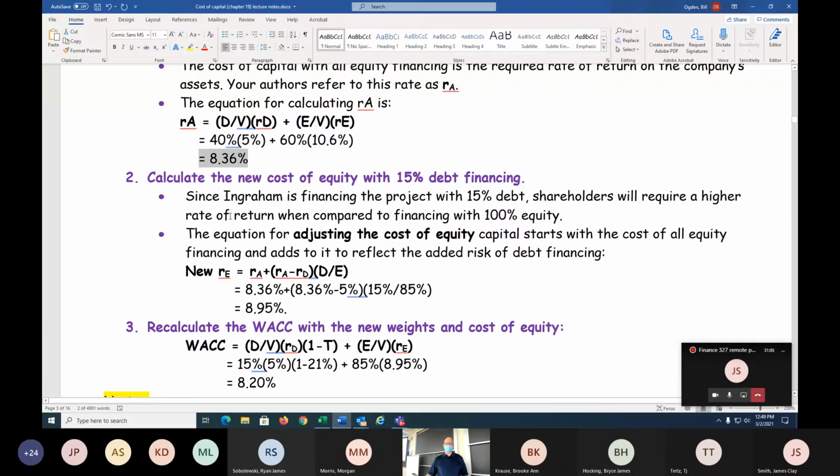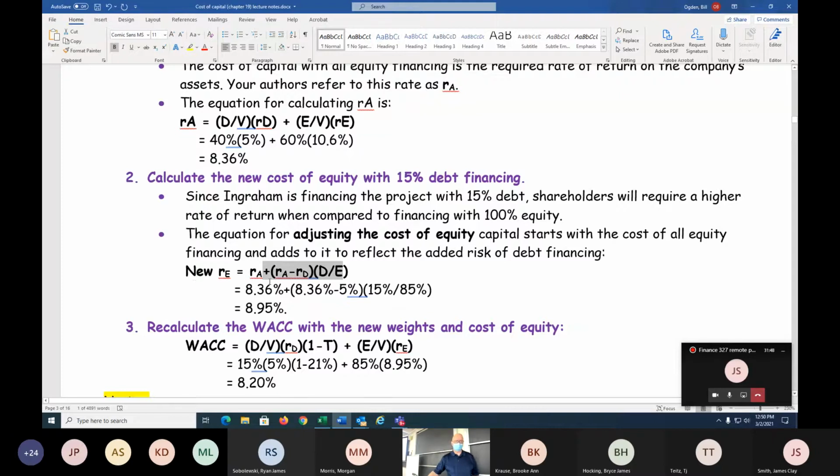Okay. So the equation for adjusting the cost of equity capital starts with the cost of all equity financing and adds to it to reflect the added risk of debt financing. So here we go. RE, cost of equity, is equal to RA, unlevered. So you can see what happens here. How does debt change this equation? It can only add to it, right? The second term, there's only one way to eliminate the second term. That's to do what? Have D equals 0, right? If D is 0, the second term doesn't exist, and therefore RE and RA are the same, aren't they?